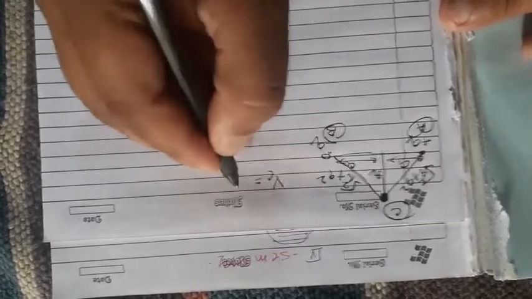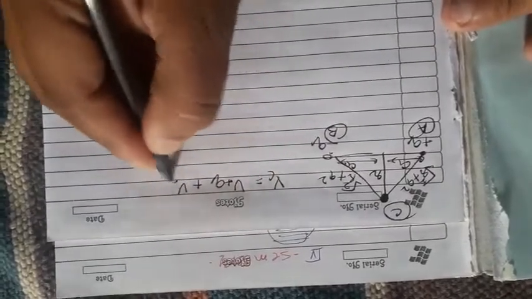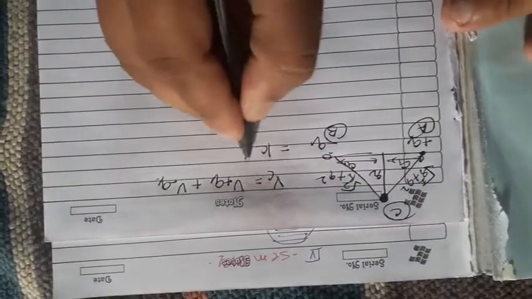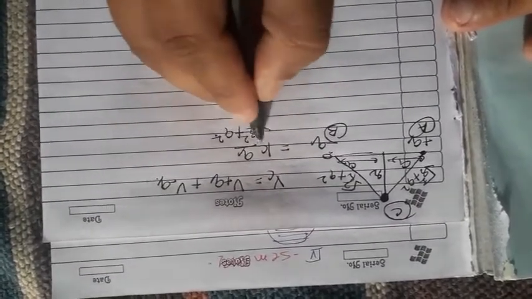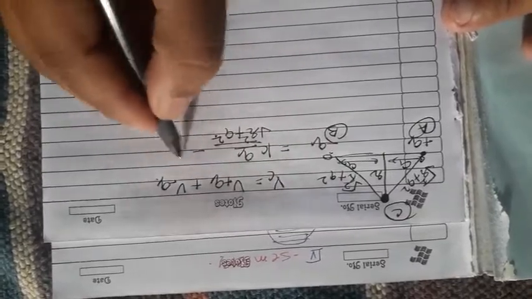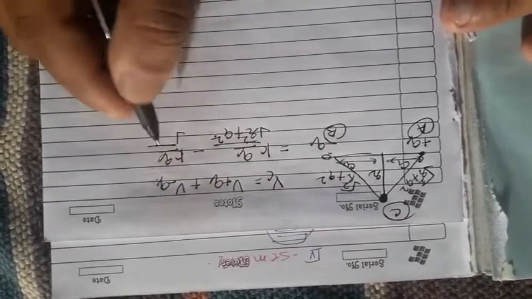So the potential at C is the sum of the potential due to plus Q plus the potential due to minus Q. The formula for the first will be KQ upon the square root of R square plus A square. Clear? For the second it will be minus KQ upon the same.